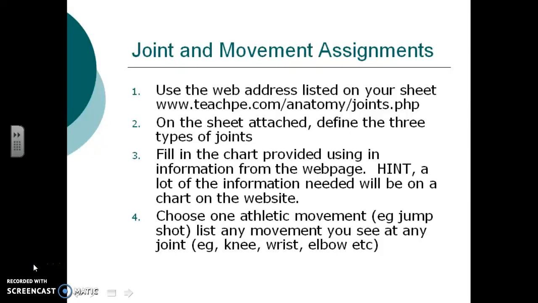Okay, and the third, or the last part, and probably the most work you'll have to do, I want you to choose an athletic movement. It can be a jump shot, a baseball swing, a slap shot, whatever you want. And I want you to list any movements that you see or can think of at any joints. Okay, so if you think of the BEEF technique we talked about last year, shooting the basketball, that's all based around joints pretty much, with the exception of eyes. Okay, so it's bend, eyes, elbow, follow through. Those are all joints being used.